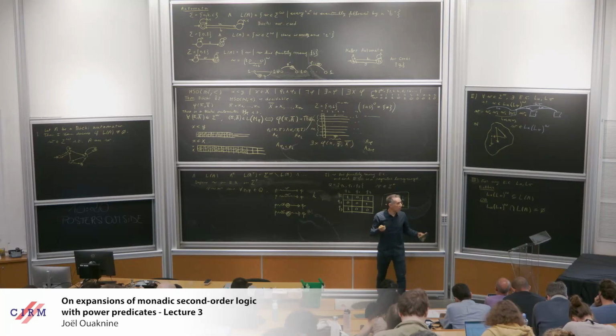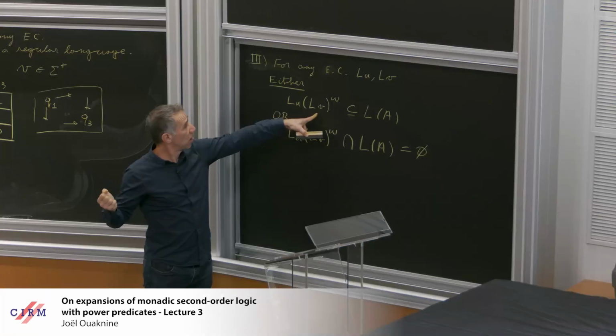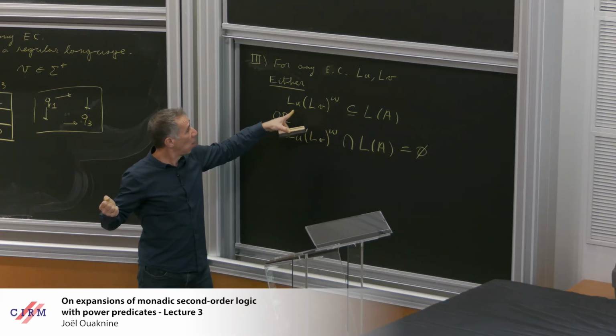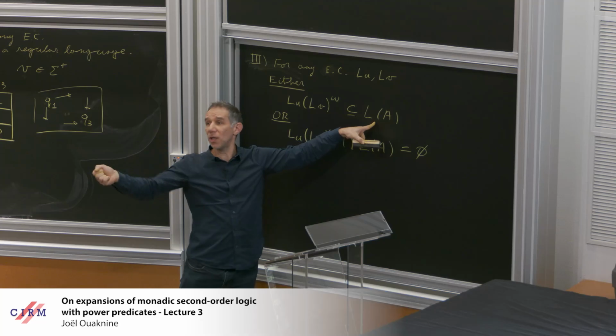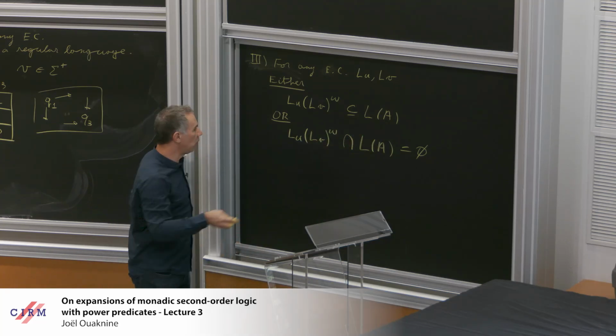Remember, this is an equivalence class of finite words, but because I'm raising it to the omega, that's now an infinite set of infinite words. I'm saying that all these words here, either they're all accepted by A, or actually none of them are. And the proof is by picture.